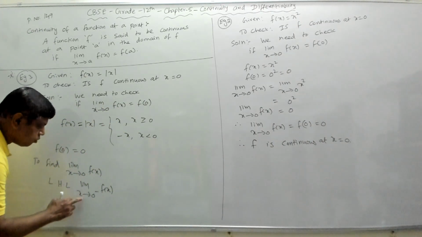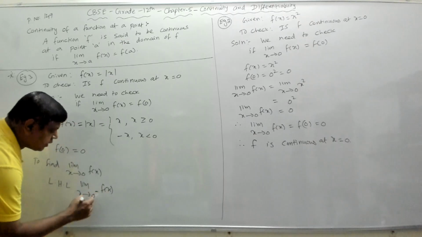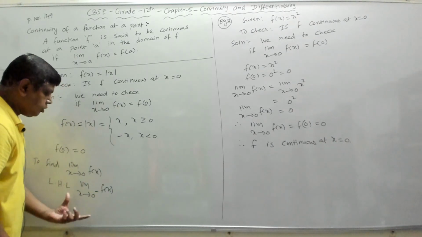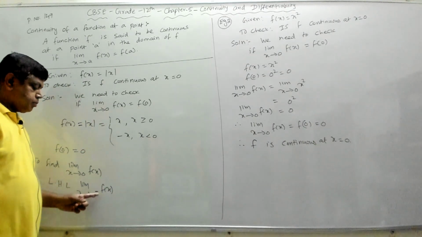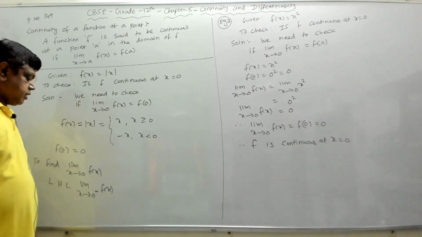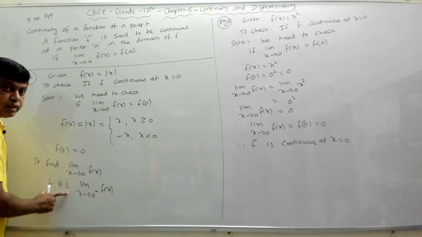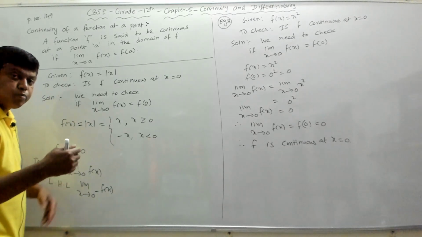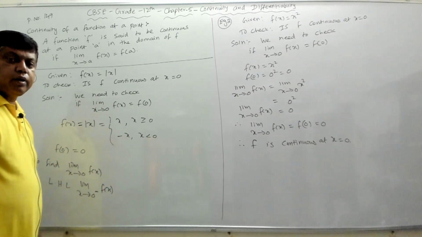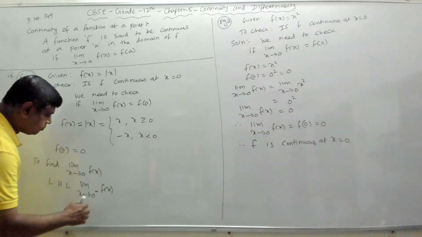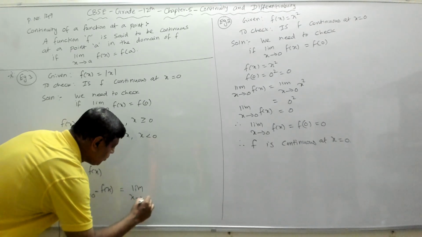So limit x goes to 0 minus f of x. For the left hand limit, you have to put a minus on top of 0, which means x is approaching 0 through values less than 0. Minus means through values less than 0. Now we must find this. To find this limit, we should find the LHL, which is the left hand limit, and then we have to find the RHL, which is the right hand limit. If both limits match, then we'll say the limit exists and limit x goes to 0 of f of x will be equal to the value of that limit. So now, limit x goes to 0 of f of x we have to find, that is equal to limit x goes to 0 minus, now f of x.